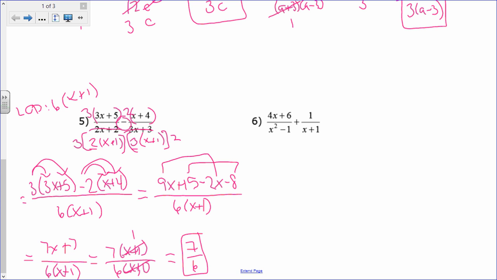Number 6 is the same type of problem, except this time I am adding, and I need to find an LCD. And before I can do that, I have to factor this. This is x plus 1, x minus 1. So my LCD is x plus 1, x minus 1.